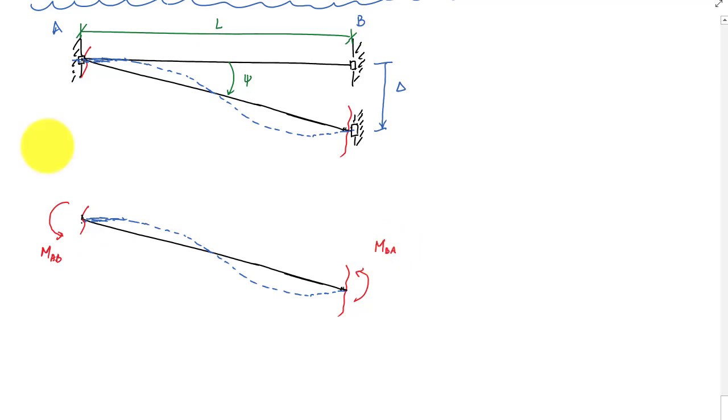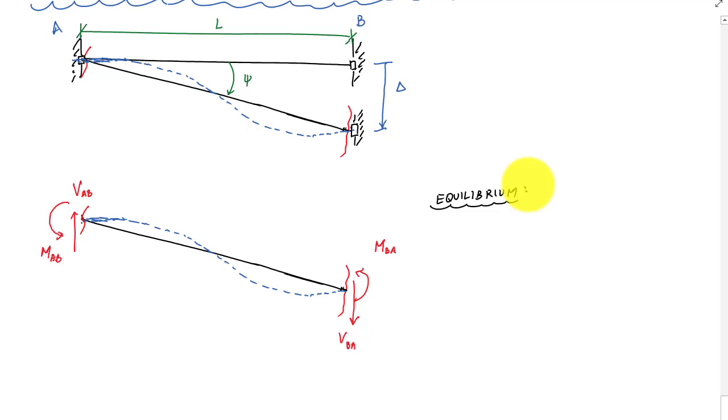There would also be end shears, which I can solve for in terms of MAB and MBA, which I'll call VAB on the left and VBA on the right. And just like we did before, following our process, I can use equilibrium to solve for these end shears so that I can draw my shear and moment diagram in terms of MBA and MAB.